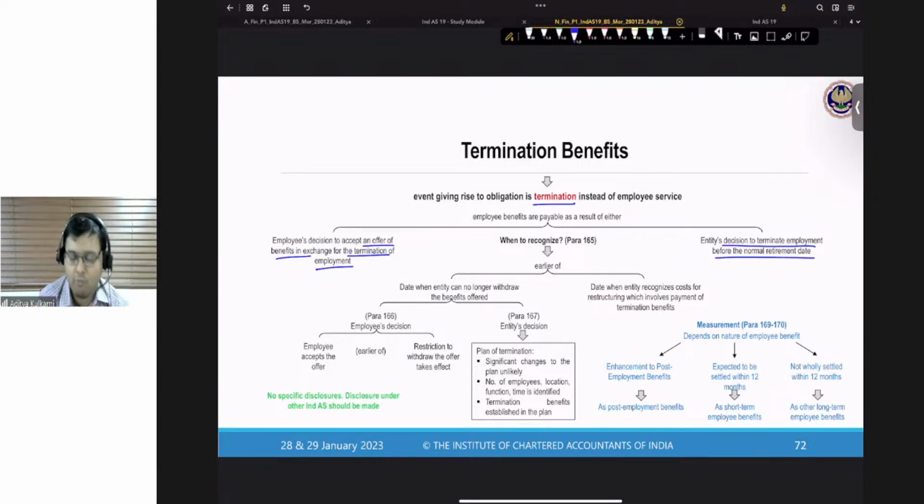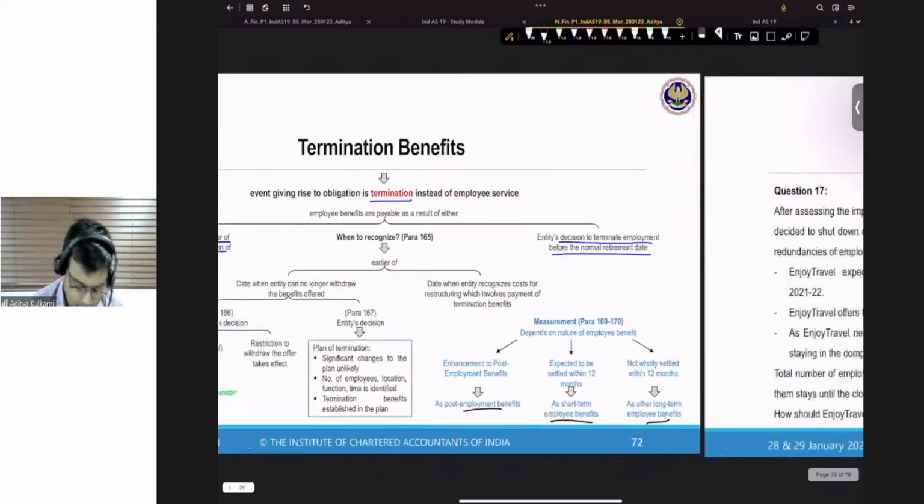When to recognize? Obviously, it will be the earlier of the date when the entity can no longer withdraw the offer of benefits, or the earlier of the date when the entity recognizes cost for restructuring. So this is fairly simple theory. Employee's decision to accept the offer, or restriction to withdraw the offer takes effect, whichever is earlier. No specific disclosures. Measurement: enhancement to post-employment benefits is treated as post-employment benefits. If it is expected to be settled within 12 months, short-term benefits. If not wholly settled, treat it as other long-term employee benefits. So it has no treatment of its own. It is taking the borrowed treatment of short-term, post-employment or other long-term benefits.